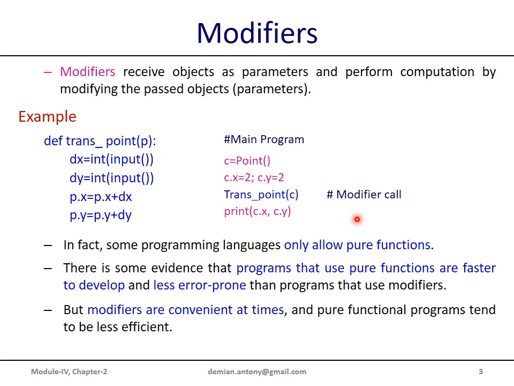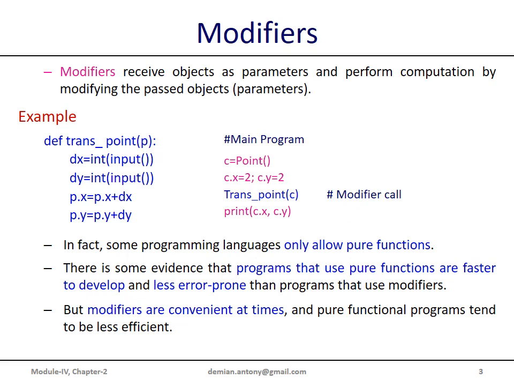In some programming languages we don't find modifiers. Only a few languages provide the modifiers, and Python provides both the flavors. We can write a pure function as well as we can write a modifier, and studies show that programs that use pure functions are faster and less error prone than programs that use modifiers, because modifiers alter the object state and it is a little tricky and tedious to track the object changes.